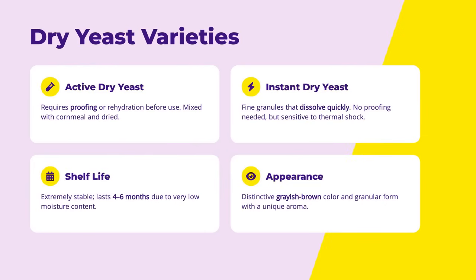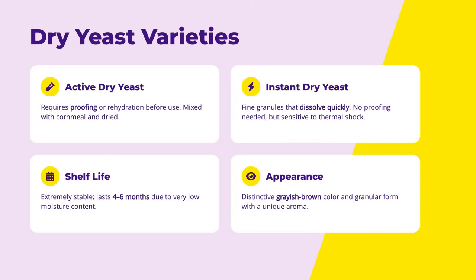Now let us study the different varieties of dry yeast, which are widely used because of their long storage life and ease of handling. The first type is active dry yeast. Active dry yeast contains dormant yeast cells that require proofing or rehydration before use. It is usually mixed with warm water so that the yeast becomes active before it is added to the dough. During manufacturing, it is often blended with cornmeal and then carefully dried to improve its stability.